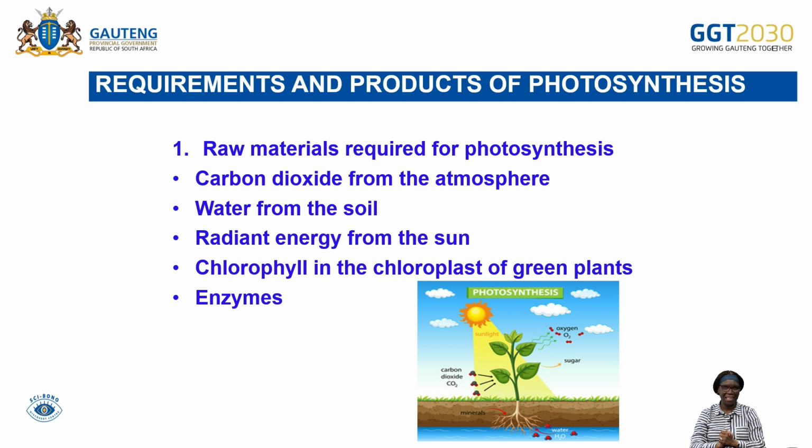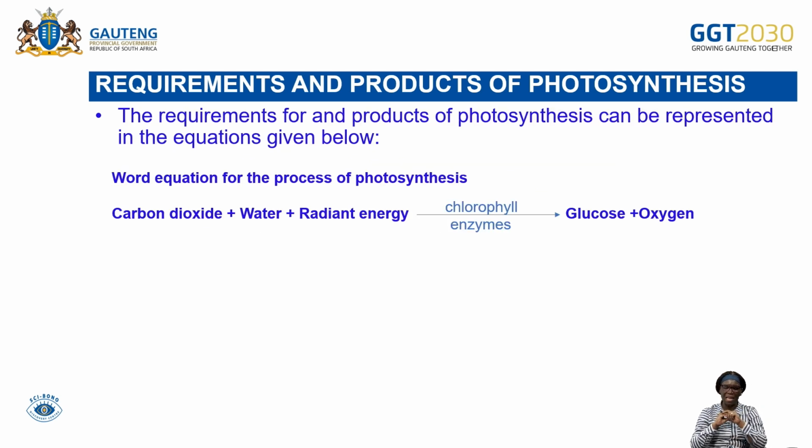Grade 11 learners, now we are going to talk about the main theme of the day: production of food. How is food produced? Glucose or carbohydrates are produced by using raw materials, that is carbon dioxide, water from the soil, radiant energy, chlorophyll from green plants with the aid of enzymes. Enzymes will assist during this process.